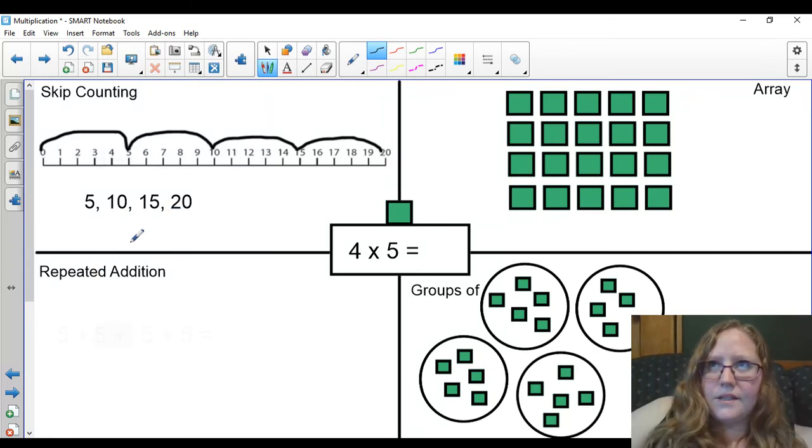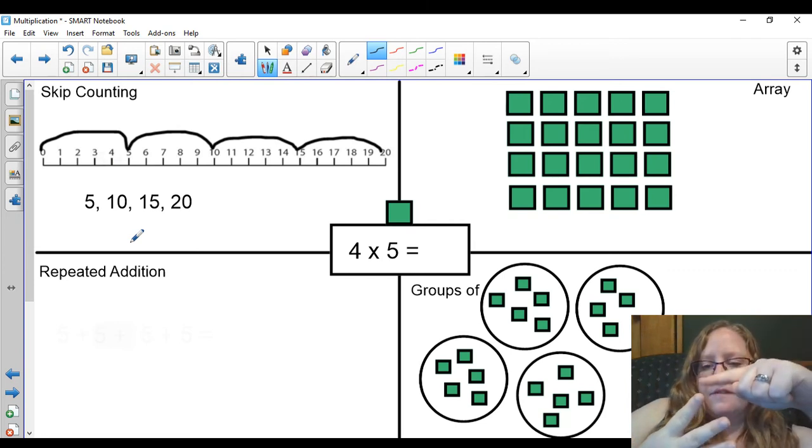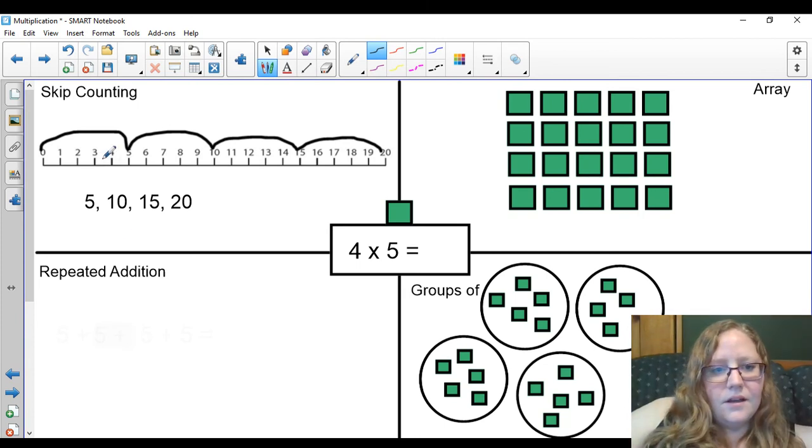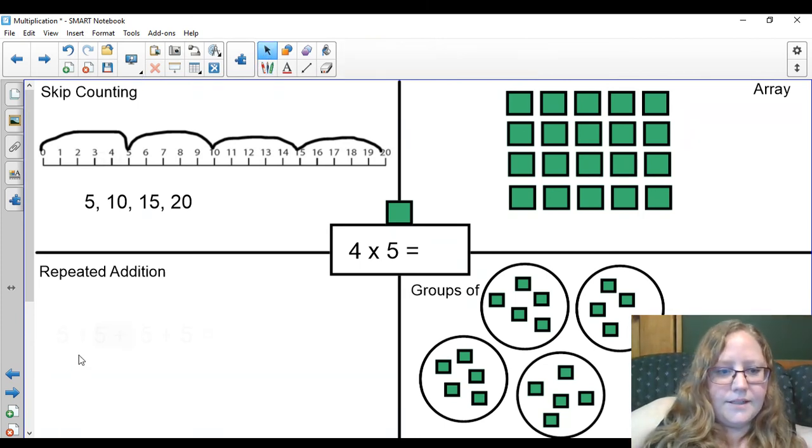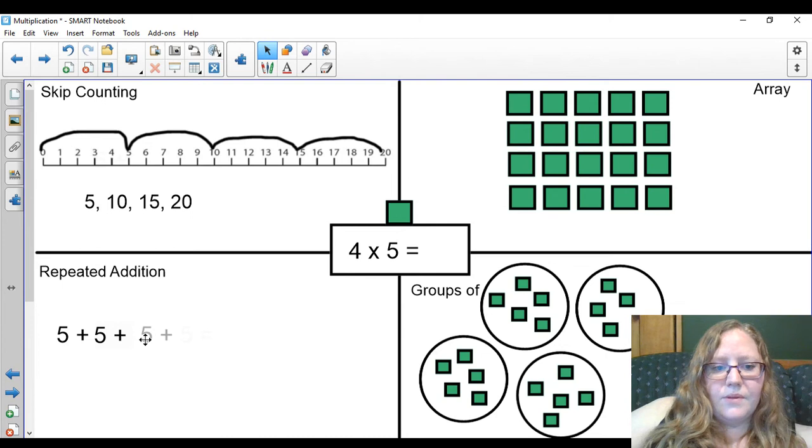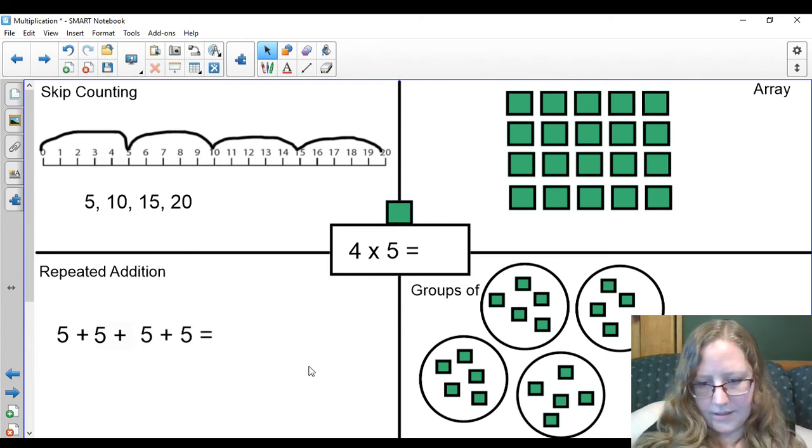Just like if I didn't need the number line, I'd just be skip counting. I'm skip counting 4 times by 5 each time. 5, 10, 15, 20. For repeated addition, same thing. I'm adding 5, and I'm adding it 4 times. 5 plus 5 plus 5 plus 5. And we know that it equals 20.